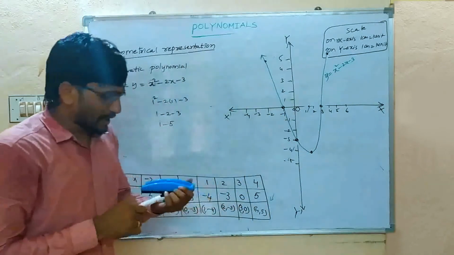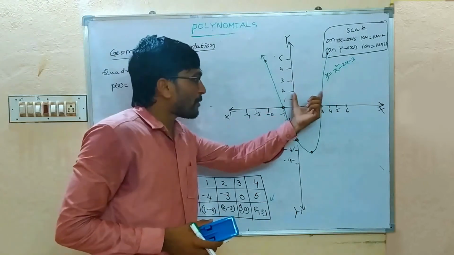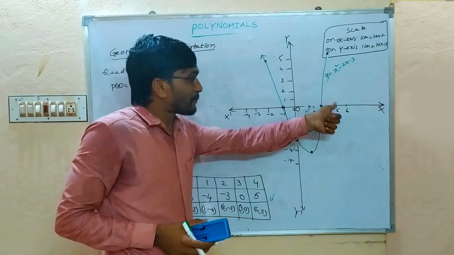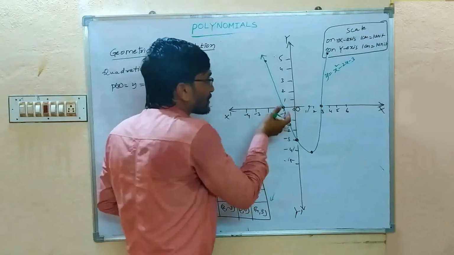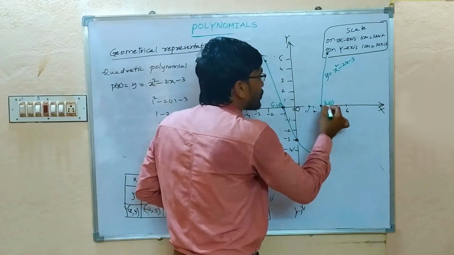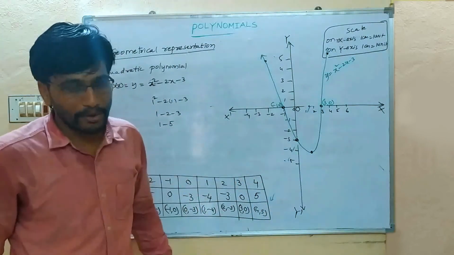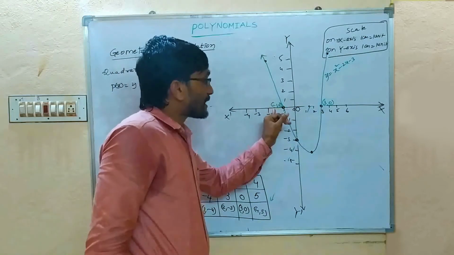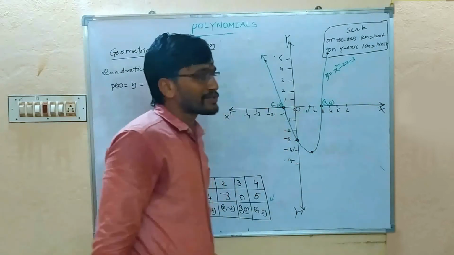So what are the zeros of this polynomial through the graph? Where the graph of the polynomial intersects the x-axis, the x coordinates of those points are nothing but the zeros of the polynomial. Here the graph intersects the x-axis at minus 1 comma 0 and 3 comma 0, so minus 1 and 3 are called the zeros of this polynomial. Minus 1 and 3 are the zeros of the polynomial.